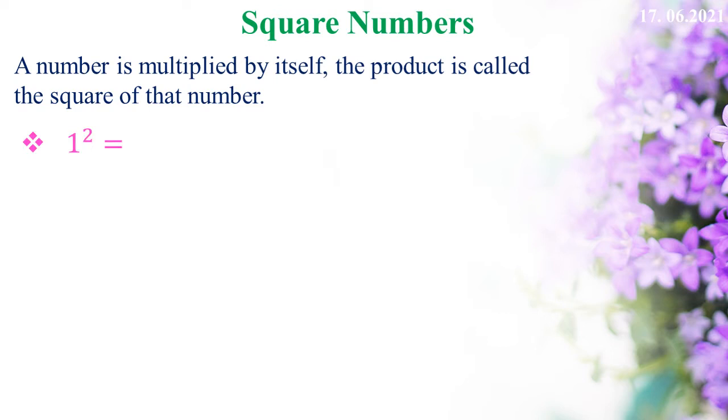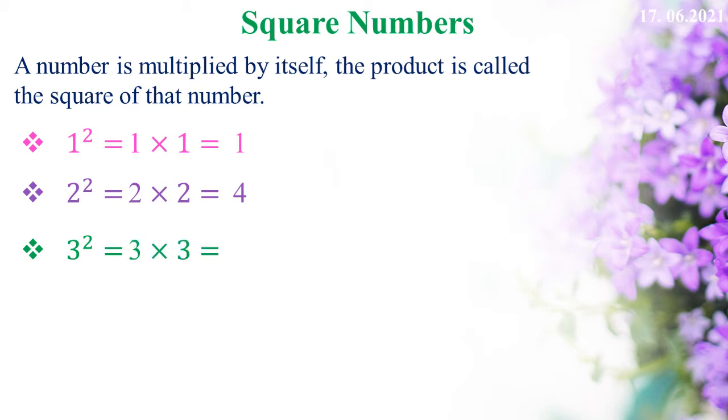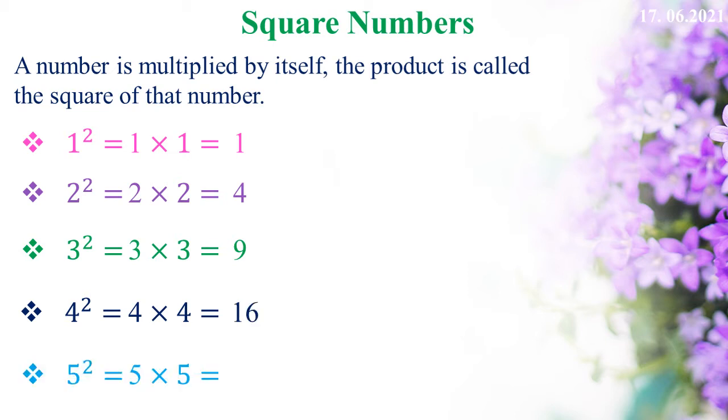1 square equals 1 multiplied by 1. We get the answer as 1. 2 square equals 2 into 2. We get the answer as 4. 3 square equals 3 into 3. We get 9. 4 square equals 4 into 4. We get 16. 5 square equals 5 into 5. We get 25.